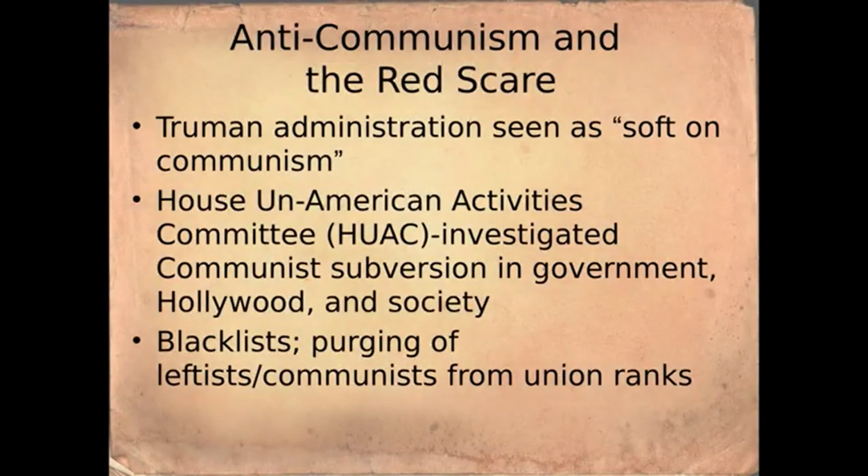The Truman administration is seen as soft on communism, but he does take several steps to try and deal with it. He orders background checks for every civilian that goes into service to the government. He starts the House Un-American Activities Committee, which investigates communist subversion in the government, in Hollywood, and in society. And this was pretty messed up. They start to put people on what's known as a blacklist if they were a suspected communist, which basically barred them from getting certain jobs, especially when it came to unions.